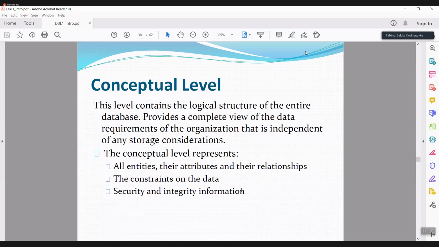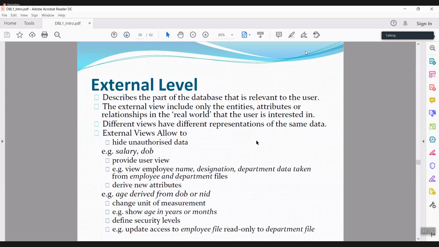But the conceptual schema consists of the entire representation of the mini-world, any constraints applicable to that mini-world, and the security and integrity of the information within the database. And for the external level, we already talked about these things.